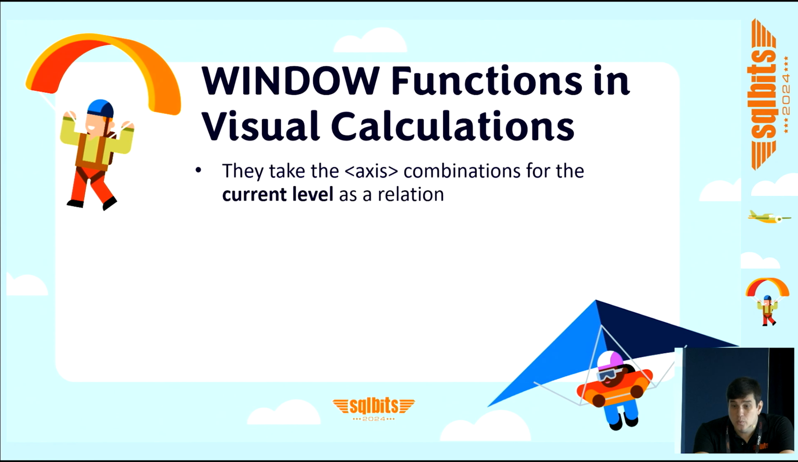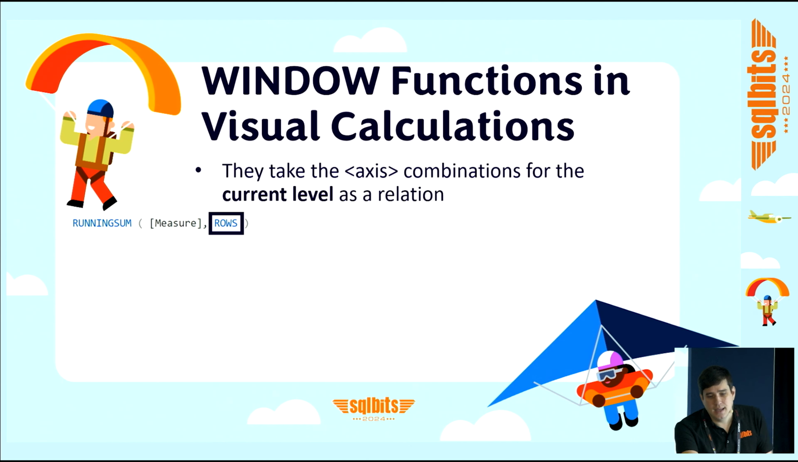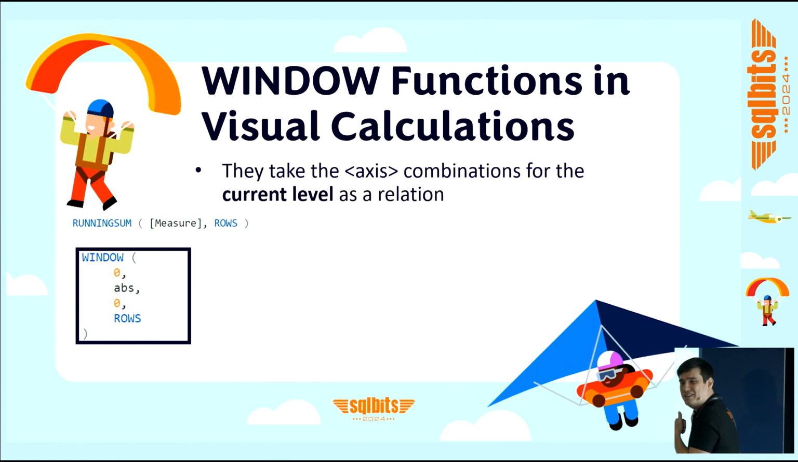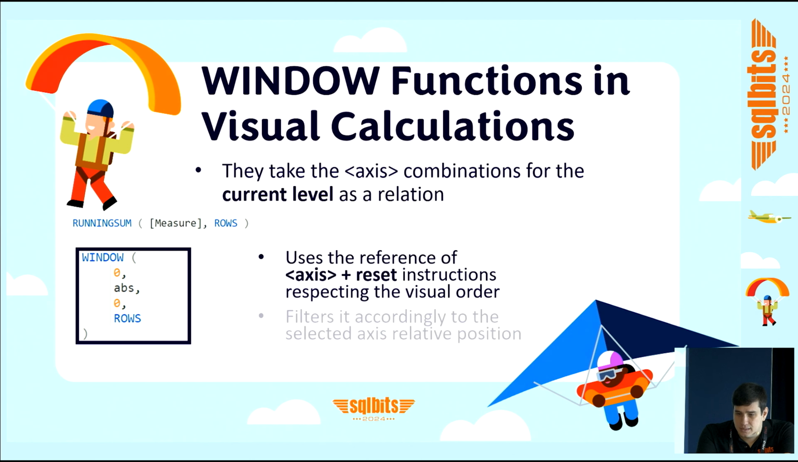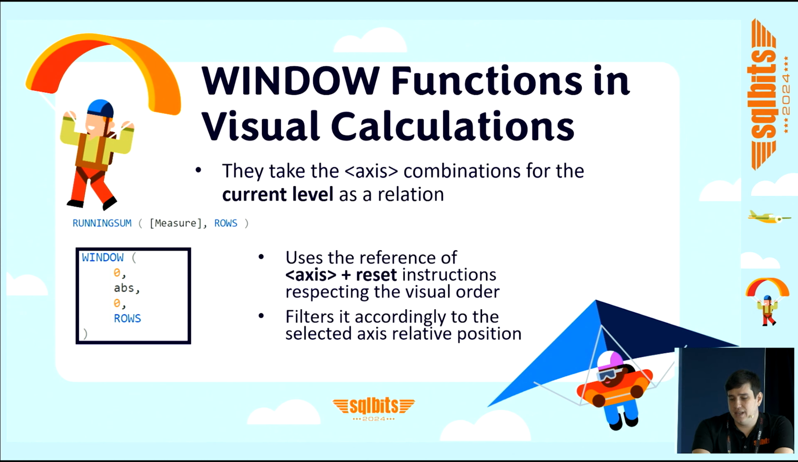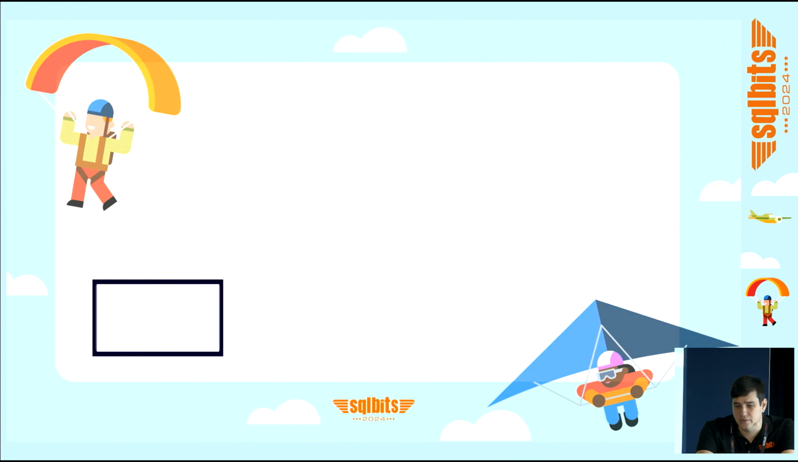Okay, and when you take visual calculations, for example, running sum, when I'm passing the row part, internally it's doing the regular, low-level window function. Window from the first absolute and the current relative. I didn't put relative, but if you don't put it, you assume it is relative per row. You can use the axis plus reset, and it filters accordingly to the selected axis, respecting the filter context.